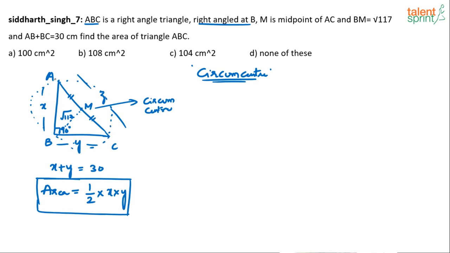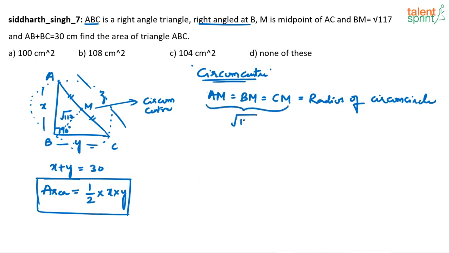Which means what? AM, CM and BM, all three are the radius of the circumcircle, right? AM should be equal to BM should be equal to CM, since these are all radii of the circumcircle. And we know that BM is equal to root 117. So AM, BM, CM, all three serve as the radius of the circumcircle, equal to root 117.